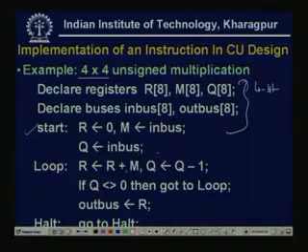So, R is R plus M. What we are doing, every time after this addition, Q is decremented by 1, and then if Q is not equal to 0, then go to loop. Out bus is R and then go to halt. That means, when Q equals 0, that means Q times it was in the loop, then it goes to halt.